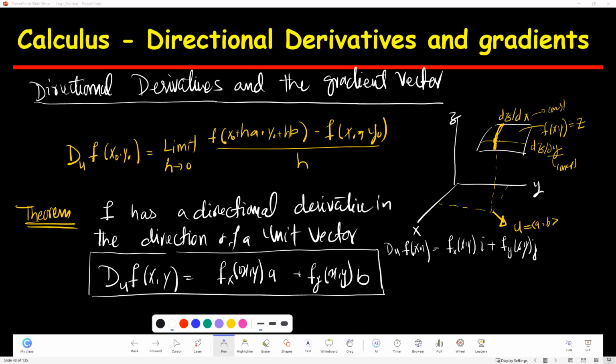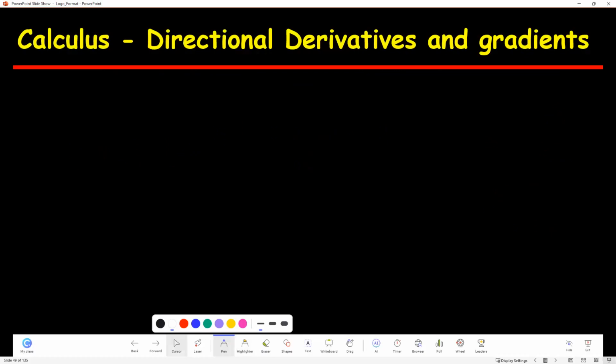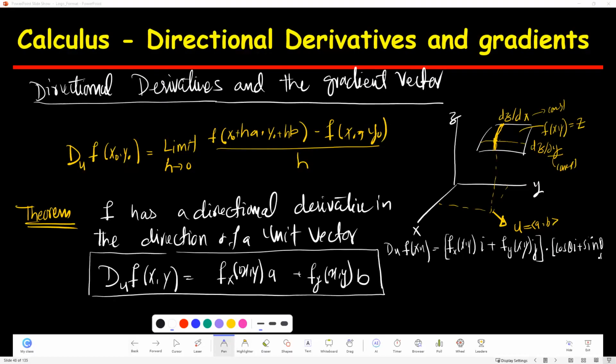So you're writing the vector in unit vector format, and then take a dot product with the unit vector cos theta i plus sine theta j. You know what we have to write like this. You can also write this way, right? The third way you can write is pretty much the same thing. You just write in a different format. You can write this gradient f.